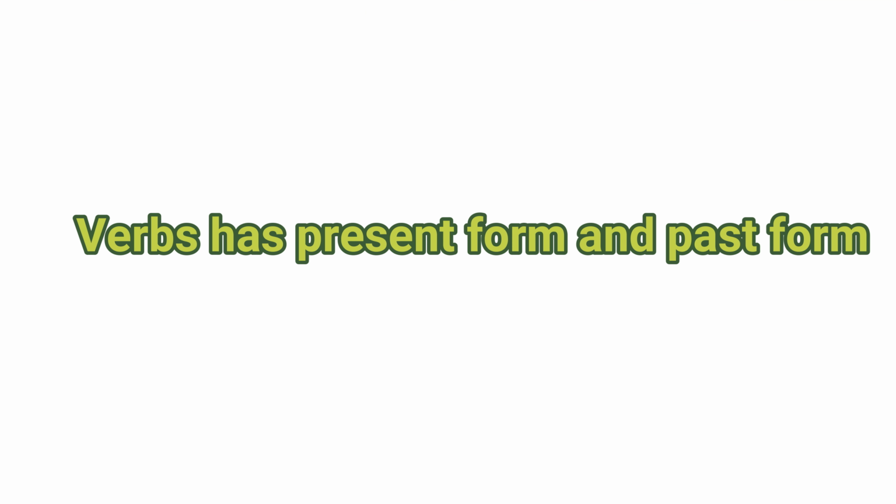So who is the first person? First person is you or me. Second person, the person I am talking to. And the third person is the person about whom I am talking. Remember, verbs have a present form and a past form also. So how to use this?